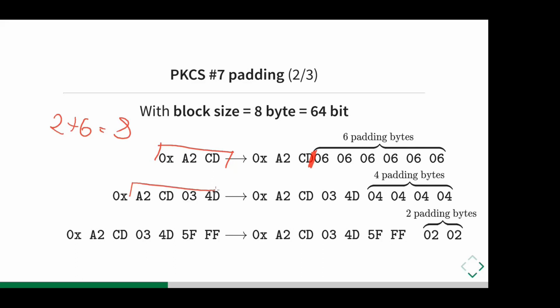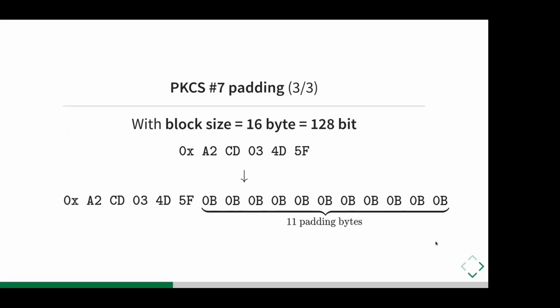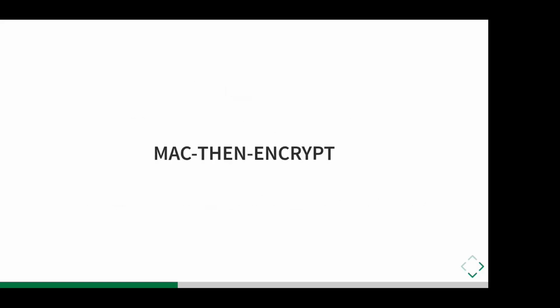In this other case, we have 4 bytes of plain text. To get to the next block size, we have to add 4, so we add 4 padding bytes of value 04. And this is the same for the last one: we have 6, so we have to add 2 bytes of value 02. So this is the idea. For example, if I have to add 11 bytes, there's going to be 0b, because it's in hexadecimal. 0b is 11. This is really crucial because we will exploit this fact.